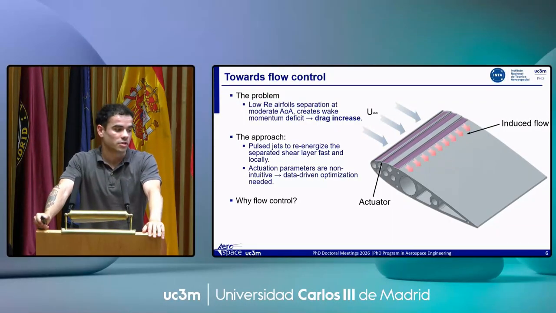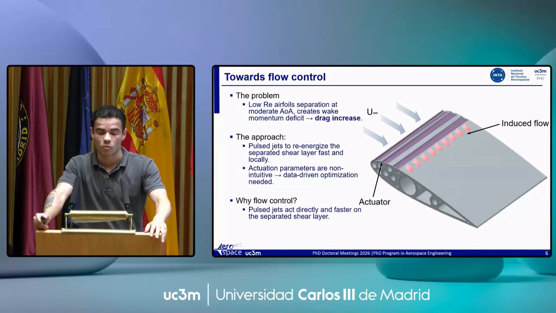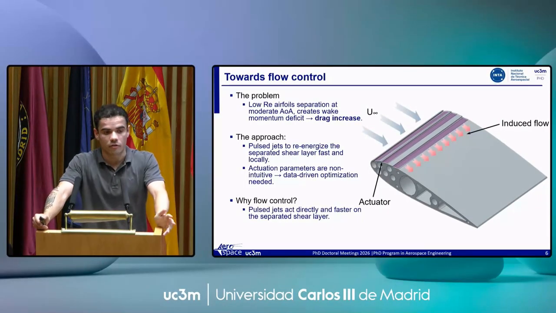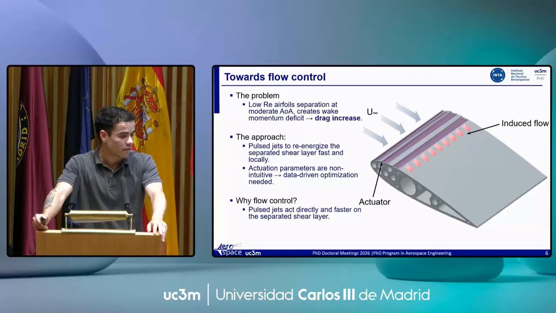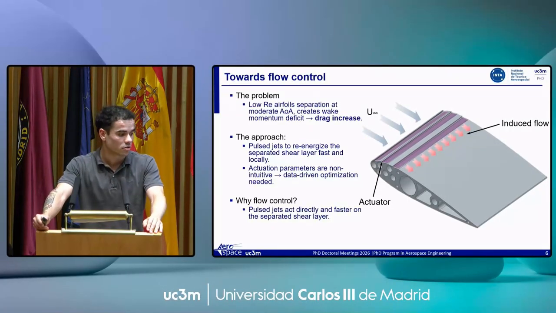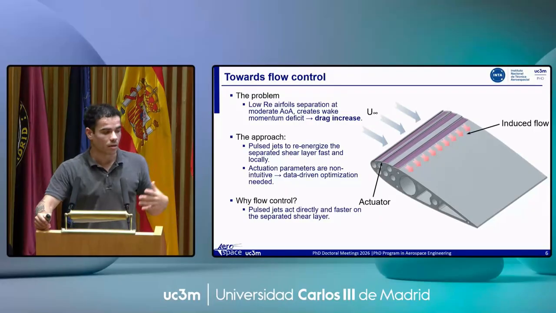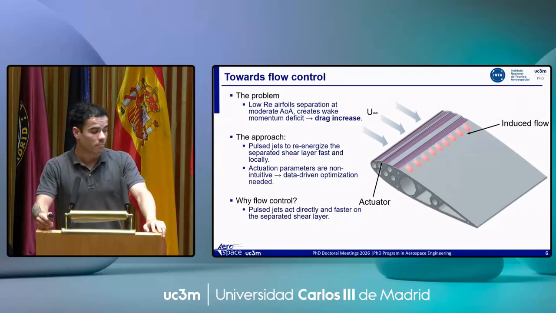So why flow control? To start with this, well, pulse jets are quite nice, acting directly and fast in the separated shear layer compared to geometrical changes, which are created by the morphing by itself. But this other solution is also beneficial for other types of conditions, so both solutions must coexist in the same wing. That's the reason why we are developing both solutions in parallel.